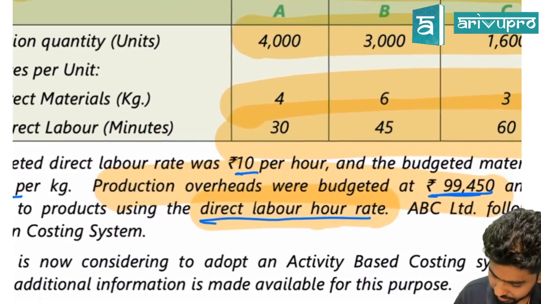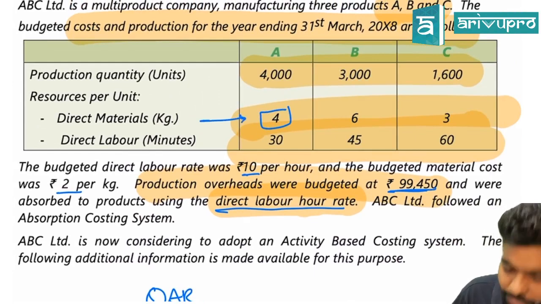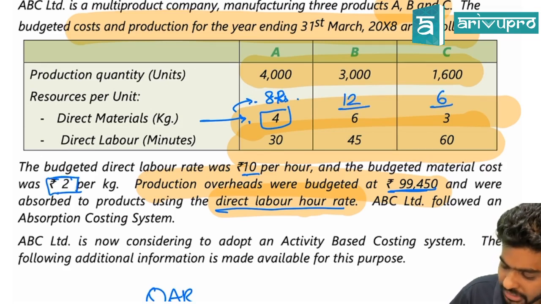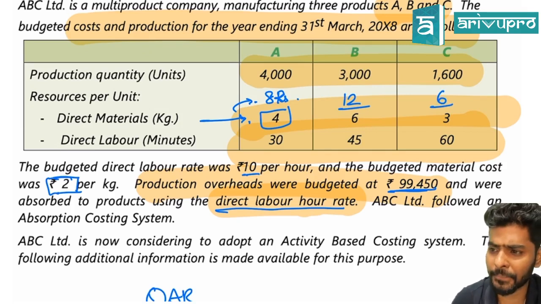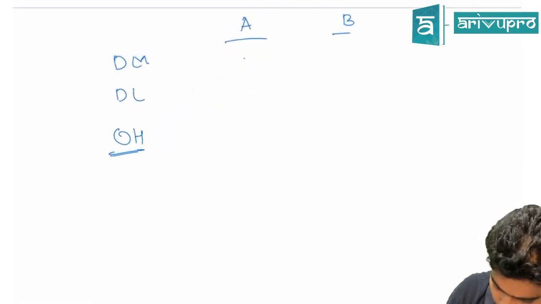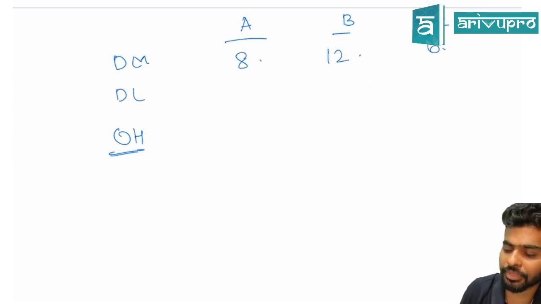Let's see the question. Direct material is required as 4 kgs and you're paying at 2 per kg. That means what is my material cost? Can I say 8 rupees? Here it's going to be 12 rupees and here it's going to be 6 rupees. Yes or no? Guys, are you clear? So I'll write my material cost 8, 12 and 6.